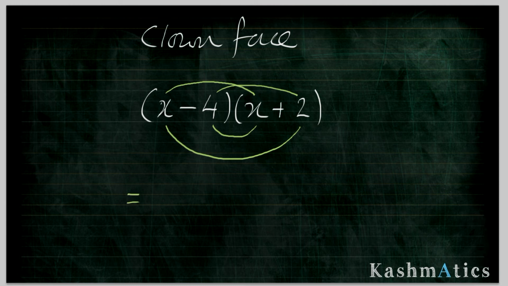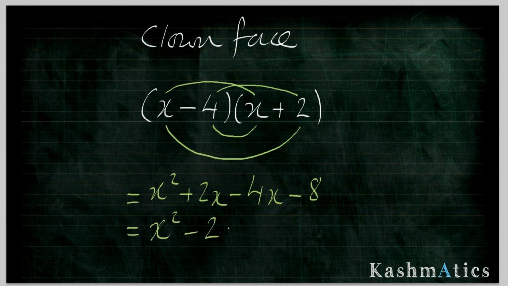Okay, so let's have a look here. We've got x times x, which gives me x squared. Then you've got the x times the 2, so we've got a plus 2x. You've got a minus 4 times the x, so you've got minus 4x. And minus 4 times 2, which is minus 8. And it'll simplify just the way the last one did. Well, it's the same question. So x squared minus 2x minus 8.